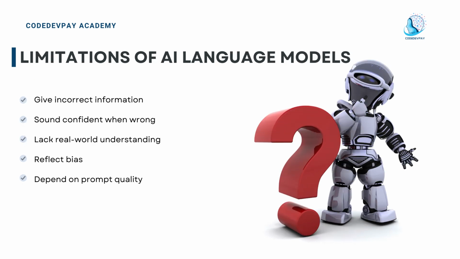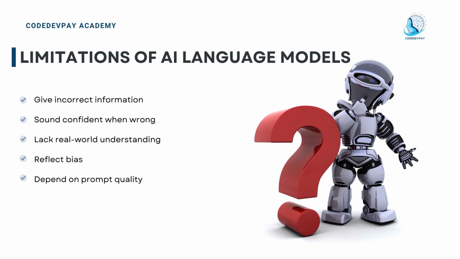The next thing to look at is limitations of AI language models. Since we started this course, we've been talking about some limitations of AI, and all those apply here. So you can talk about incorrect information, hallucination, AI lacking real world understanding. It can reflect the bias in its training, and the output that we get from the AI depends on the quality of the prompt that it got.